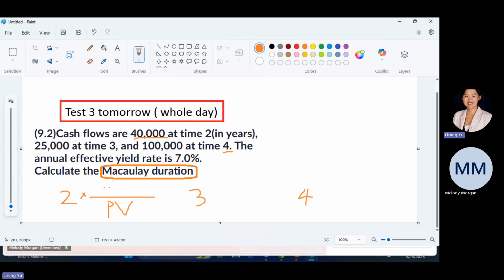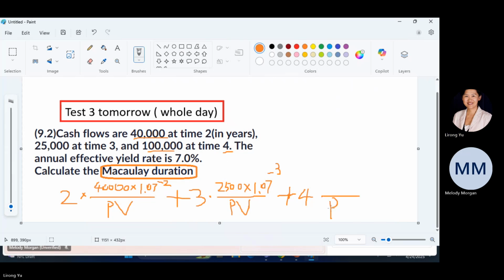At time 2, the cash flow is 40,000. So you go 40,000. We want to find the present value of that 40,000, multiplied by the interest rate of 7%, 1.07 to the power of -2. Okay, plus this times 3, weighted average. So the weight is the present value over the total present value. And then the present value for that cash flow is 25,000 times 1.07 to the power of -3, plus the payment time 4 has a payment of 100,000.